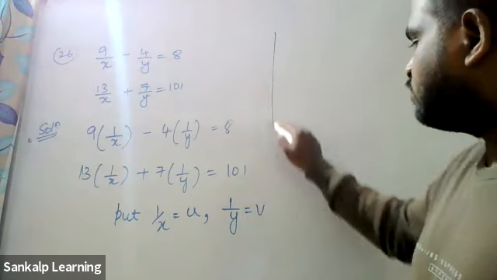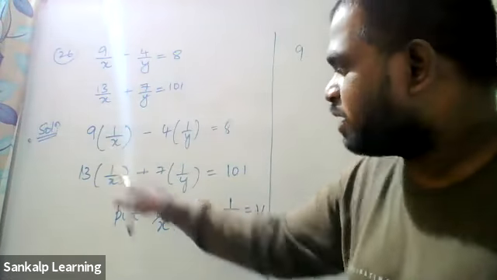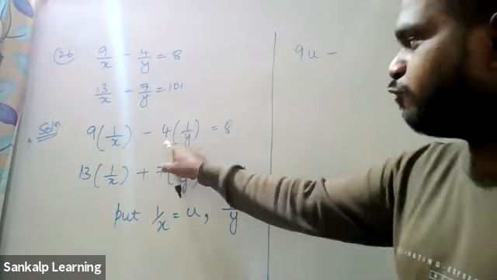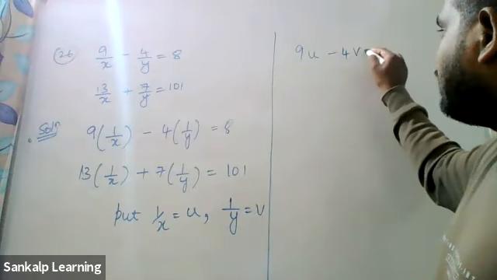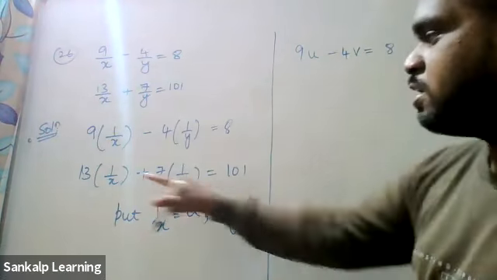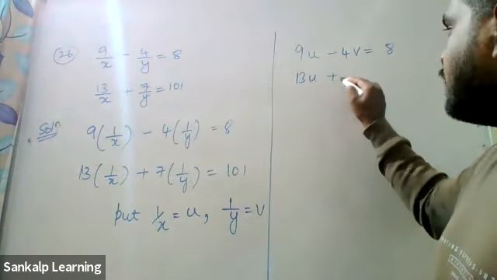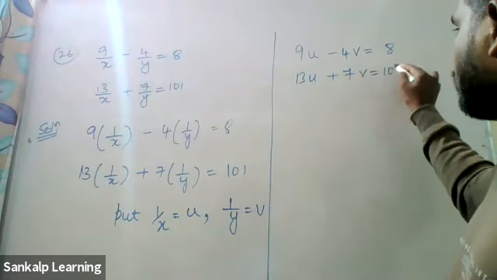Now observe. 9 times 1 by x is nothing but u, minus 4 times 1 by y. 1 by y is nothing but v. So 9u minus 4v equal to 8. 13 into 1 by x, 1 by x is u, so 13u plus 7 into 1 by y, which is v, equal to 101.